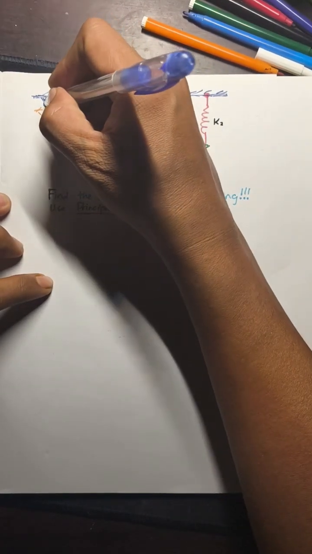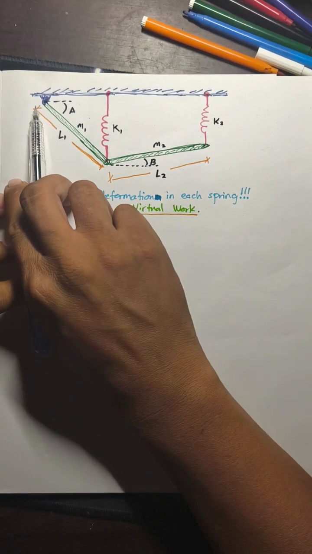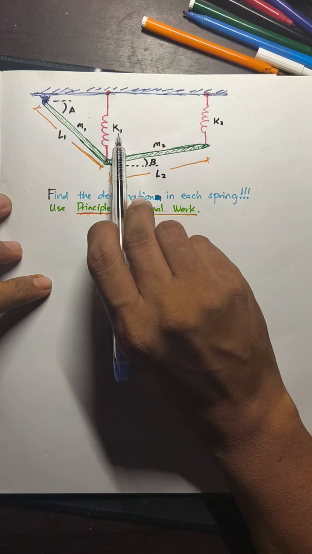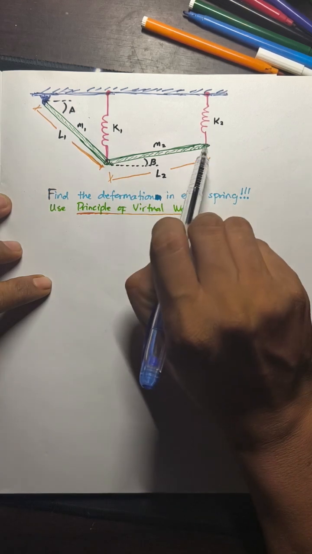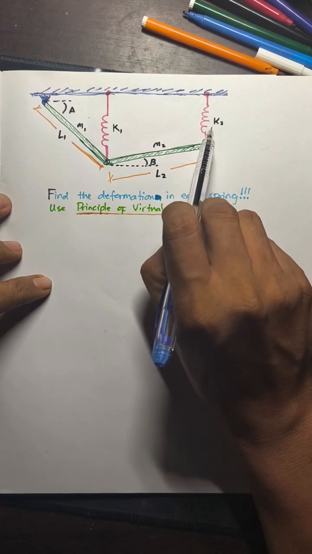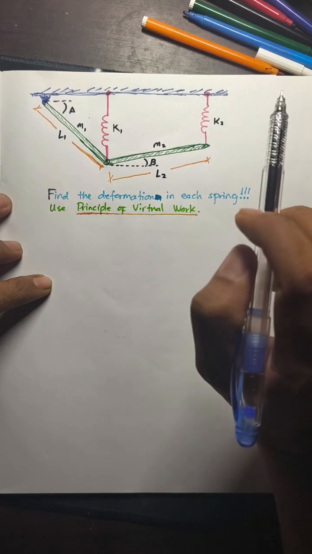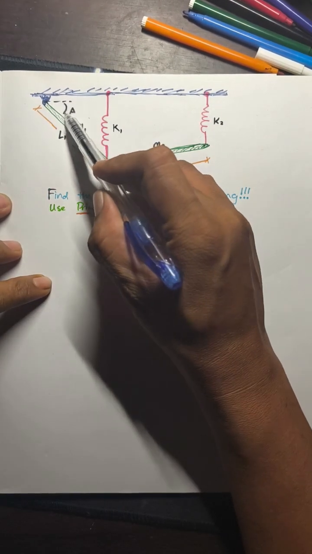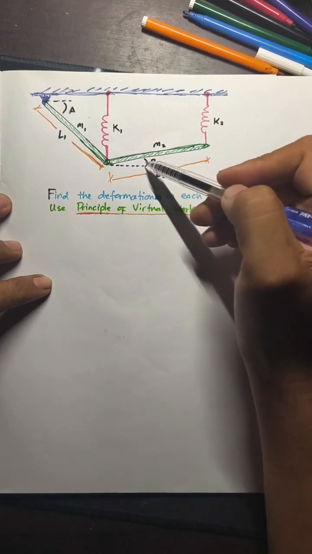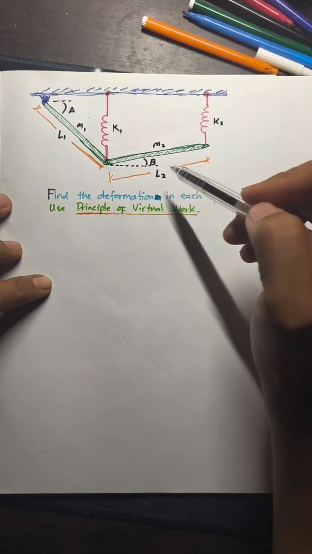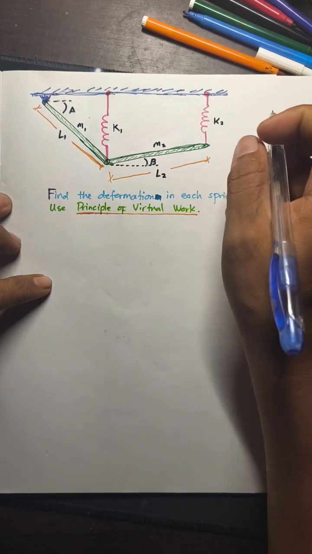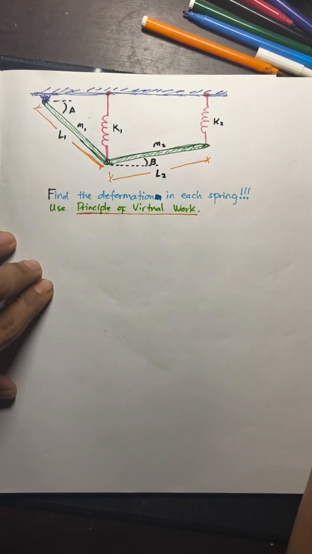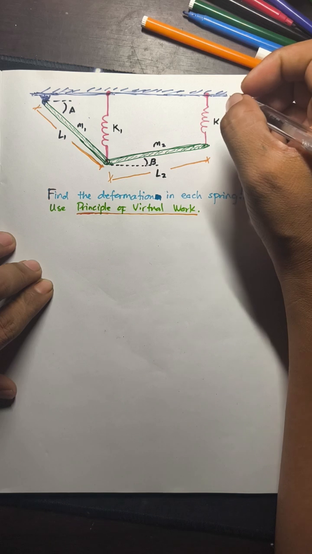This end is attached to a pin, and this end is attached to a spring of constant K1, and the other end is attached to a spring of constant K2. The first rod makes an angle A here, and the second rod makes an angle B in this case. Okay, let's use the principle of virtual work to solve this problem.